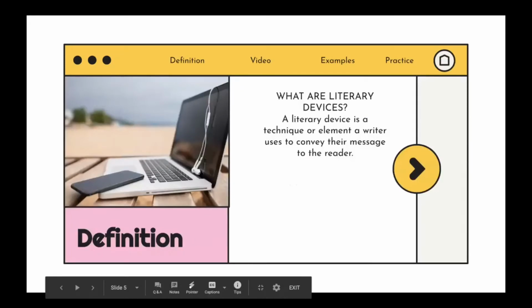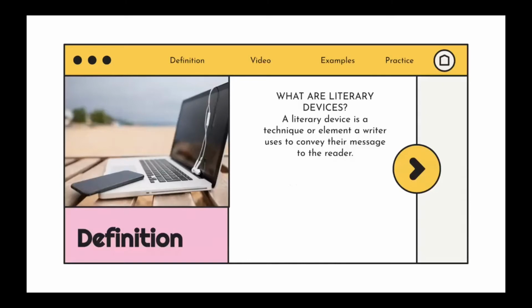Okay, so for our first definition, what are literary devices? A literary device is a technique or an element that a writer uses to convey their message to the reader. This can be to add aesthetics or just to embellish your writing, or it can be to add some complexity for the reader to have while reading your writing. It's entirely up to the writer.